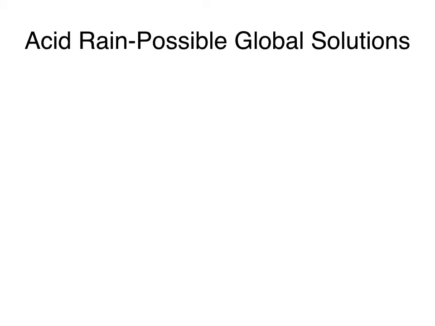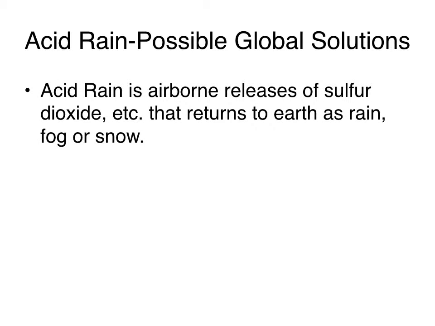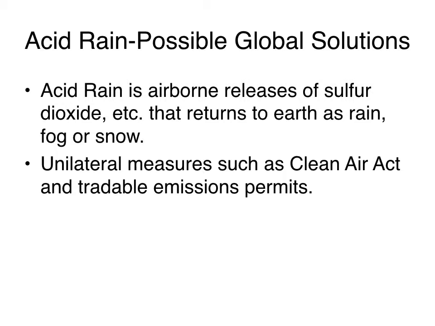Okay, so now we're on to approaches to specific global environmental threats. This first one is acid rain. And acid rain, which I think was talked about in a previous chapter, is airborne releases of sulfur dioxide that returns to Earth as rain, fog, or snow. Now, there have been unilateral measures, meaning within the United States, such as the Clean Air Act and tradable emissions permits, so kind of a cap and trade type of idea.